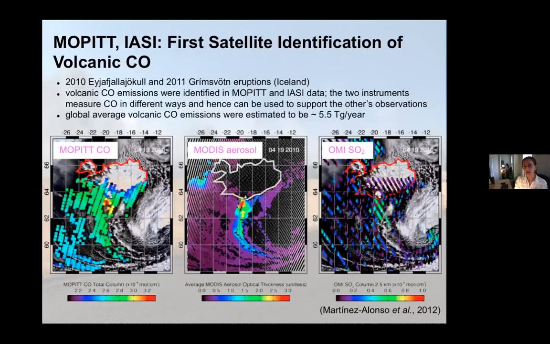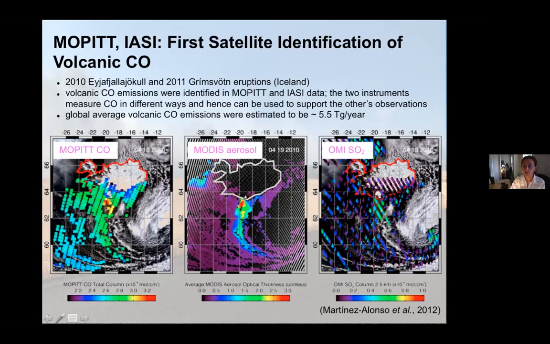Let's leave fires behind. And here's an example of something that we did with MOPITT and IASI, the first satellite identification of volcanic CO. Any volcanologist will tell you that volcanoes emit CO, but that's something that had never been measured from satellite. And here in these examples, we studied some eruptions that took place in Iceland in 2010 and 11, and we were able to identify CO emitted from the volcanoes. Because we used data from two very different instruments, MOPITT and IASI, we were certain that we were making the proper identification.